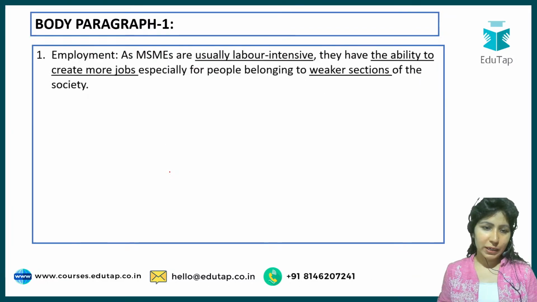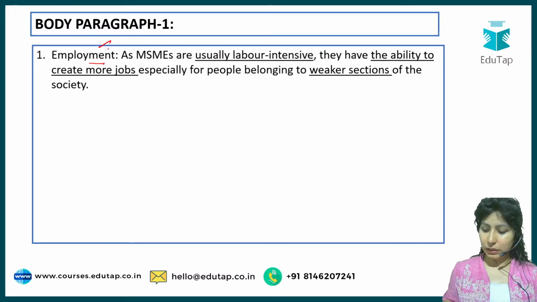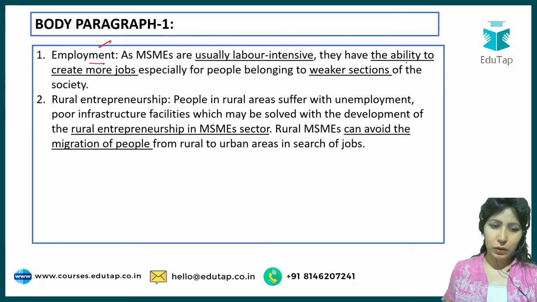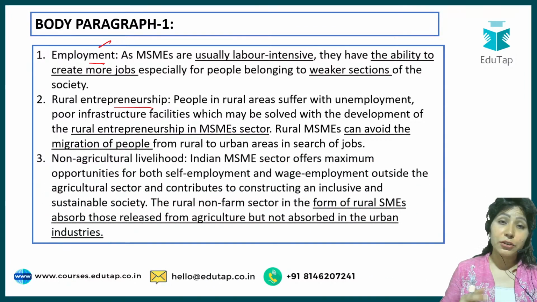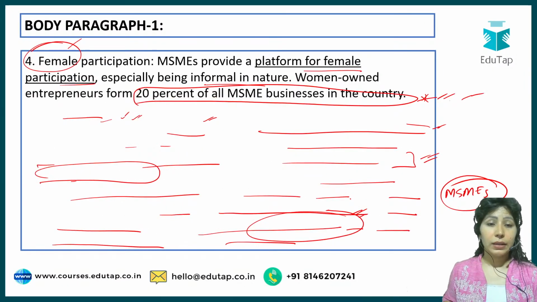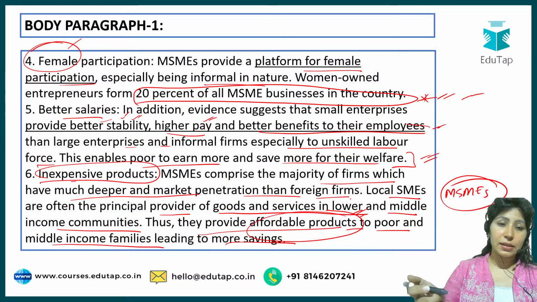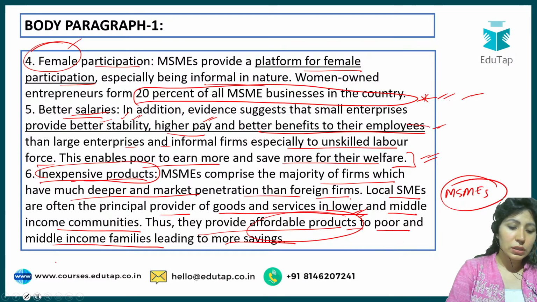So now moving on to body paragraph 1, I see one heading is there, that is employment. Yes, I know employment is the right one. Then you have highlighted some of the keywords here. Then rural entrepreneurship is there. Then non-agricultural livelihood is there. Then other points like female participation, better salaries, inexpensive products are there. So basically, this is a neater approach.